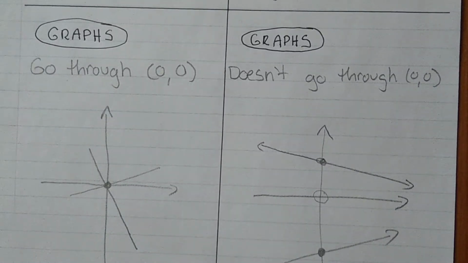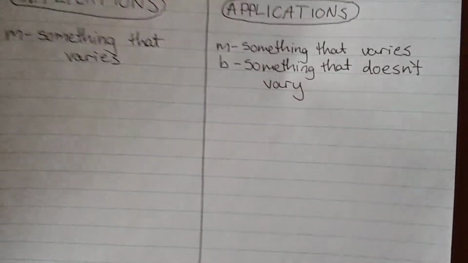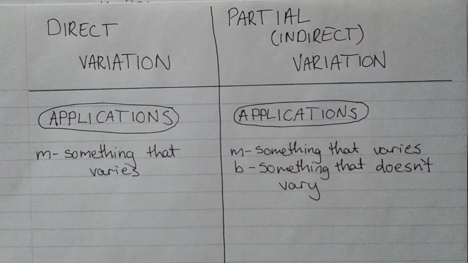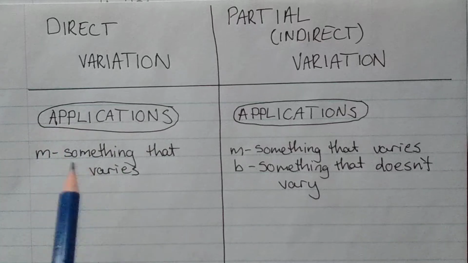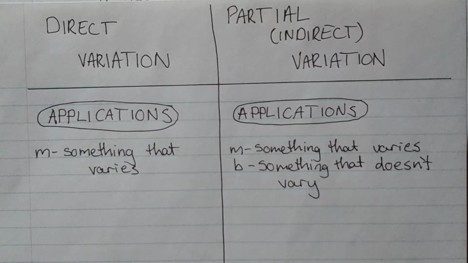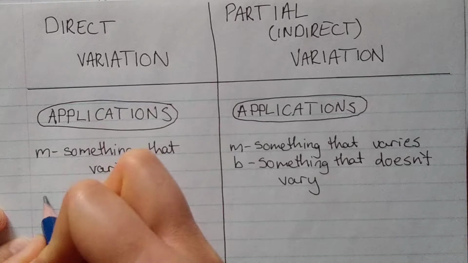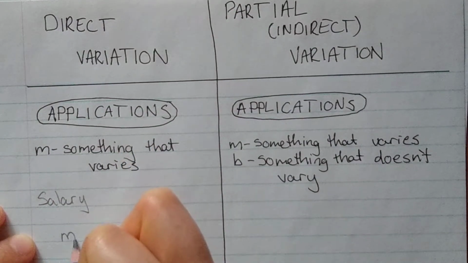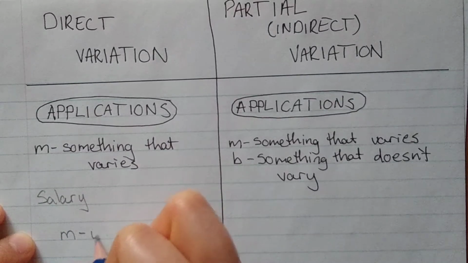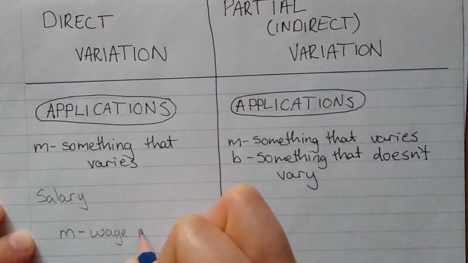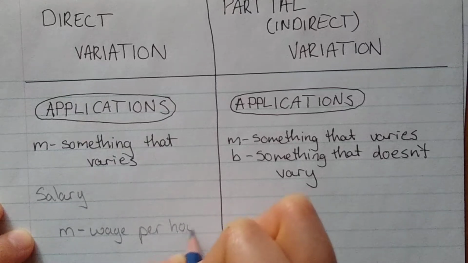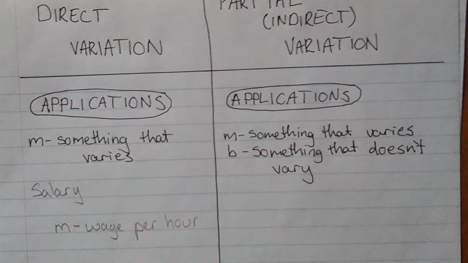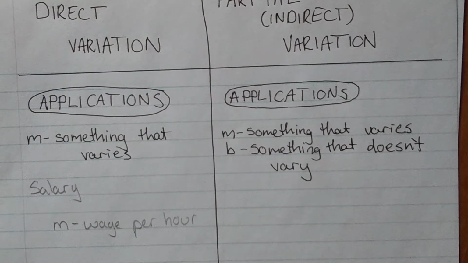Now let's look at a couple of applications of direct and indirect or partial variation. So when we have direct variation, there has to be something that varies. So for example, with salary, your m might be your wage per hour, because your wage changes or varies depending on how many hours you work.